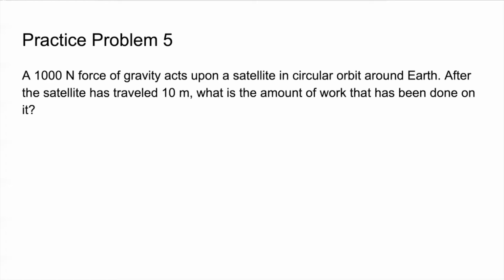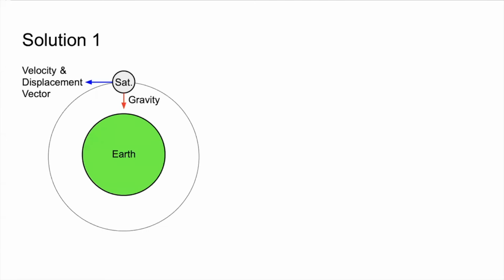Here's the fifth practice problem. The solution will come in 3, 2, 1. Here's a diagram of the satellite orbiting Earth. So its velocity and displacement vector point in the same direction because the satellite moves in the direction of its velocity. And the force of gravity points perpendicular to the velocity and displacement vector.